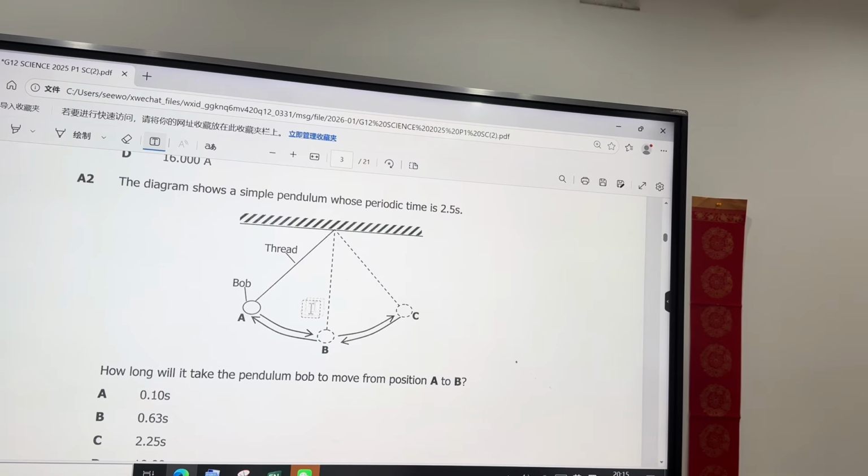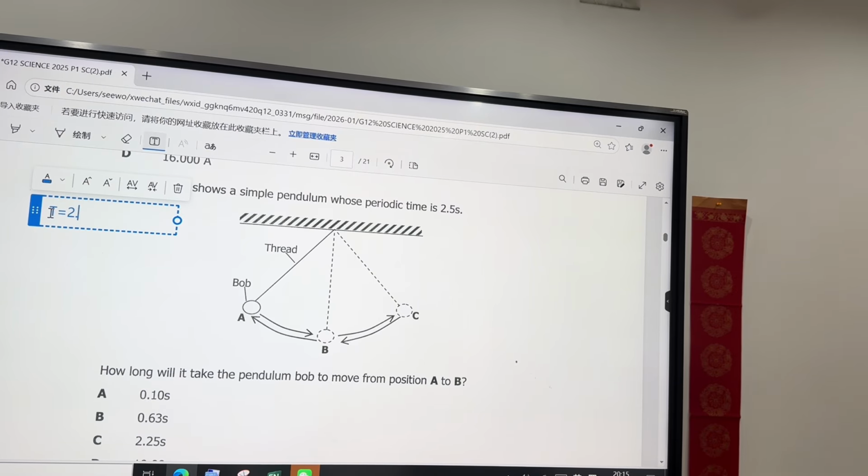What we know is that the period of the pendulum here is 2.5 seconds. The period of the pendulum is simply the time taken for the pendulum to make one complete oscillation. By complete oscillation, I mean this to and fro movement of the bob. It means the movement from A to C and back to A. That is one complete oscillation. The time it takes to make that complete oscillation is what we call the period of the pendulum. We use the capital letter T to represent period.